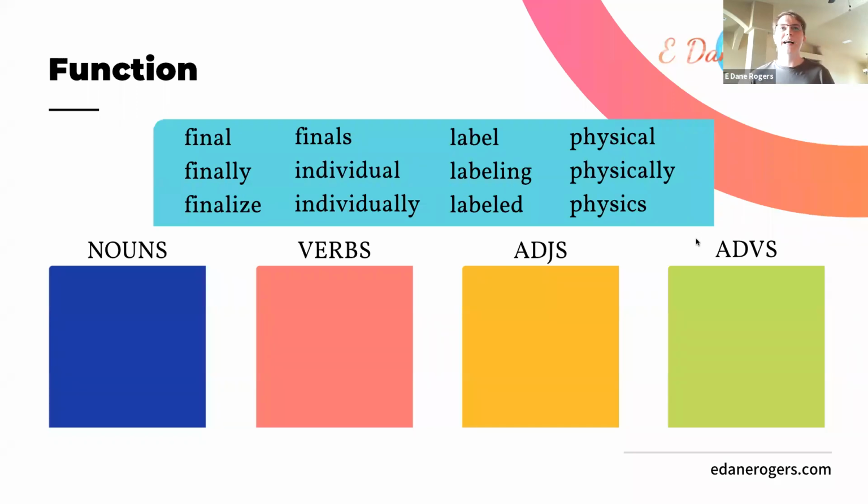How about finalize? It's a verb. It is a verb. Yep, that IZE or ISE ending is usually a morpheme that tells us that we're making something happen. So finalize is to make finished. So that's a verb. How about labeled?